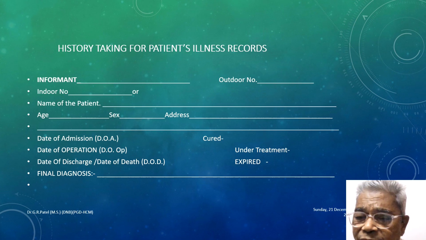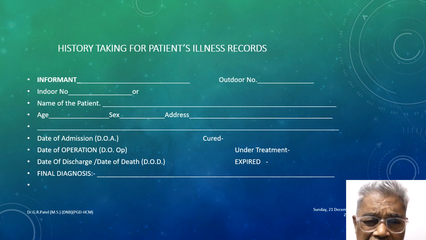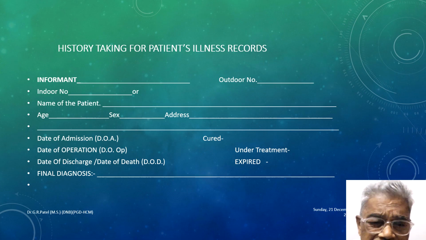The patient's demographic data and the patient's informant must be recorded: outdoor number, indoor number in the hospital records, name of the patient, age, sex, address. The address is also very important. The clinician must know from which area the patient is coming from. Certain diseases are very prevalent in a particular area.